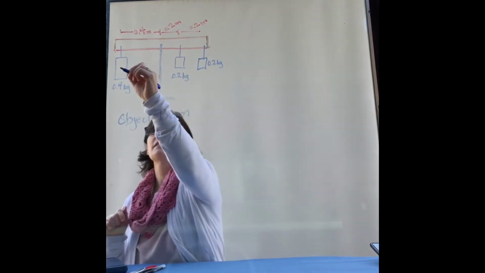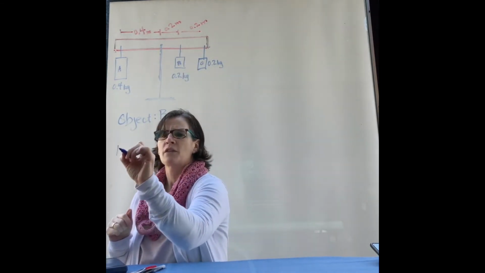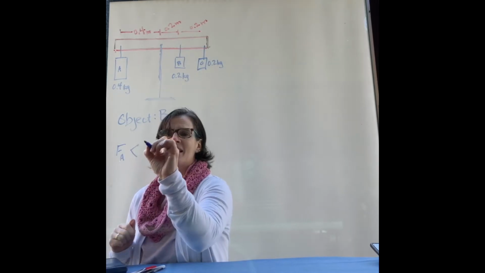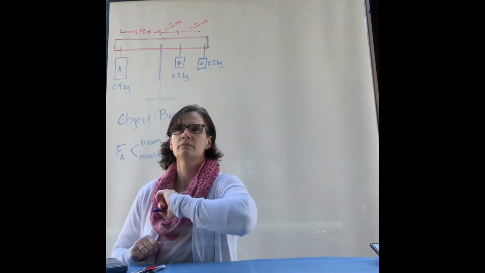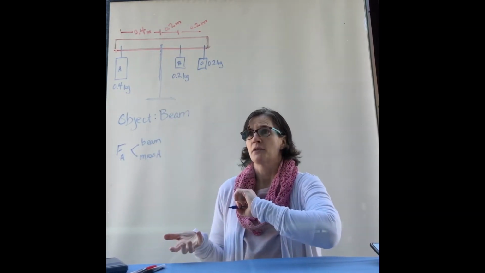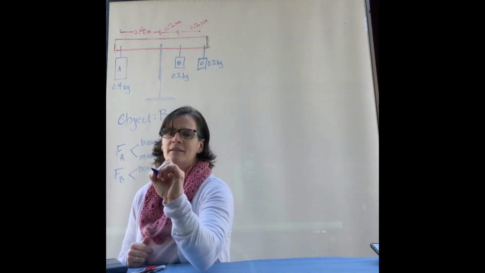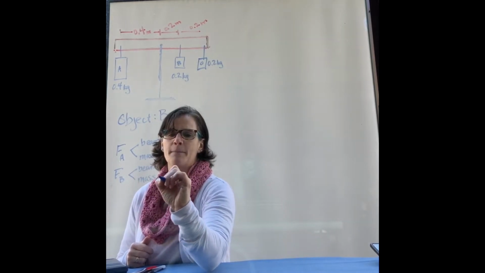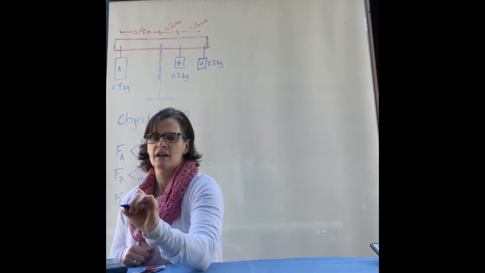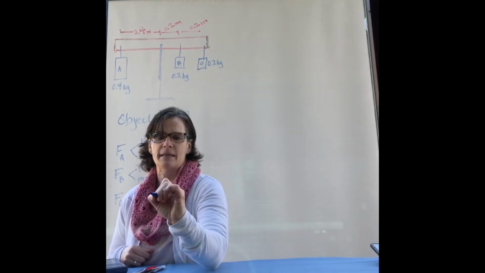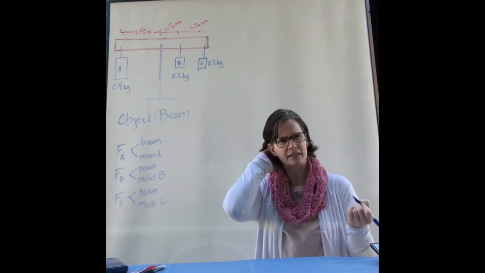Well, let's call these masses A, B, and C. We know that there is a force by mass A, and that's between the beam and mass A. We also know that there's a force of mass B between the beam and mass B. And we have mass C, so we have the force of mass C between the beam and mass C.